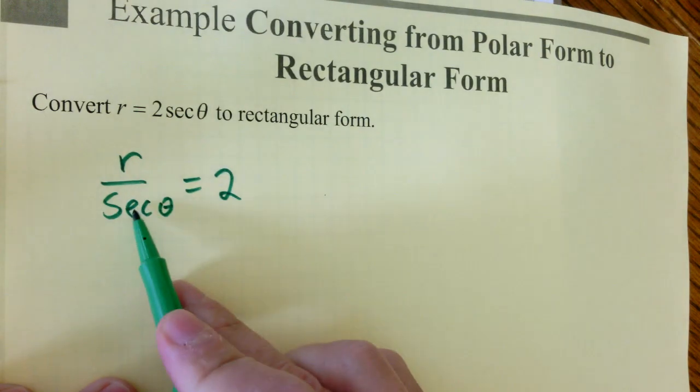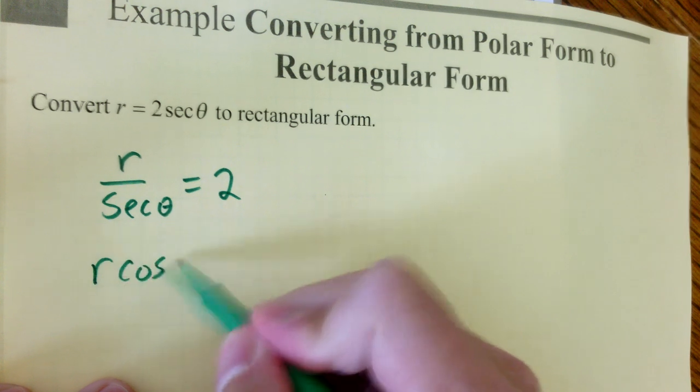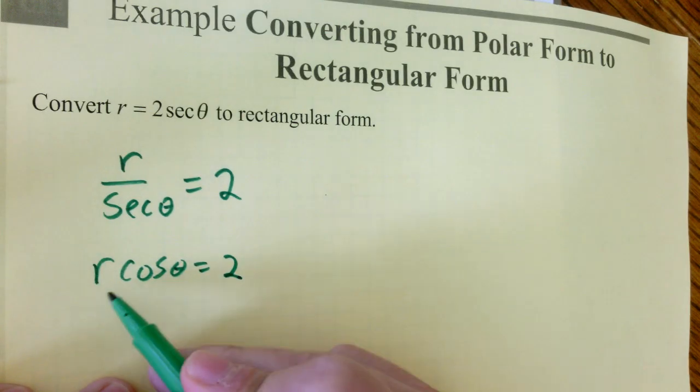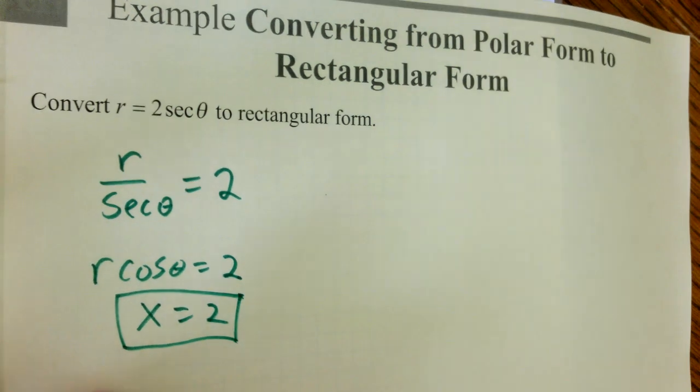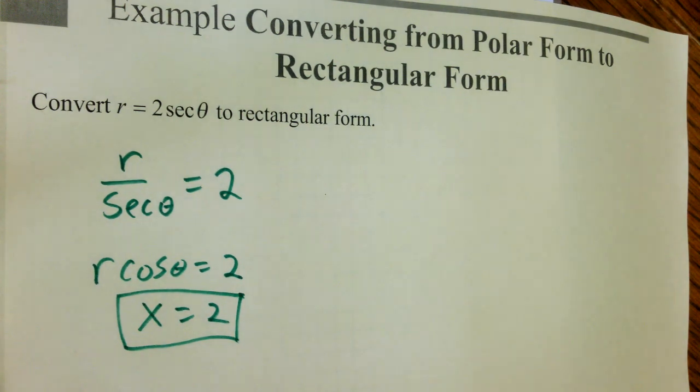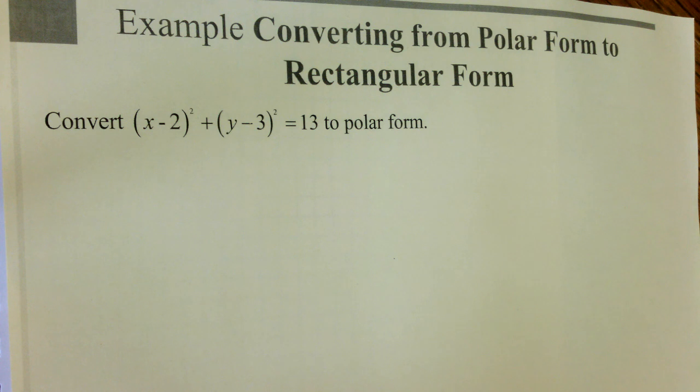And so we know that 1 over secant is the cosine, so it's our cosine theta, which is 2, which our cosine theta we should know is x. So that's the rectangular form. Now we're going to convert from rectangular to polar.